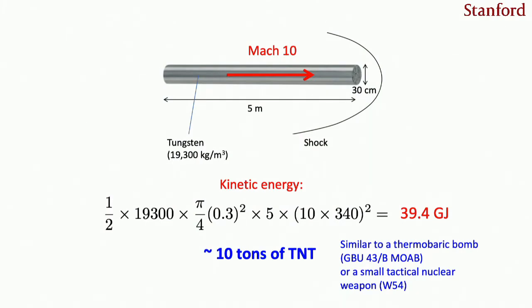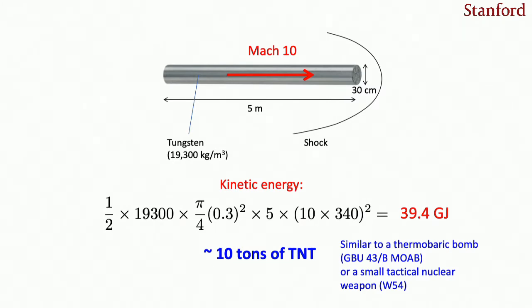So this is, for instance, a rod made of tungsten. We could call it a telephone pole that is made of a heavy metal, like tungsten, and you have the density there. So let's imagine for a second that we are capable of moving this rod at Mach 10 in such a way that it could, for instance, impact the ground. So this rod has a length of 5 meters and a diameter of 30 centimeters.